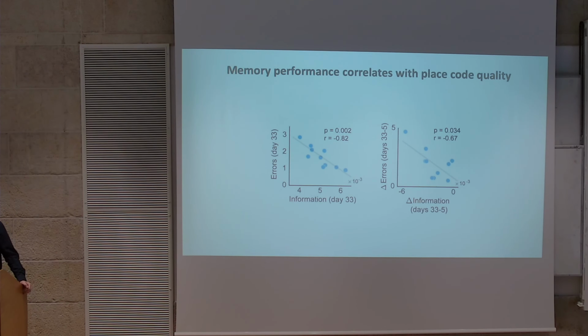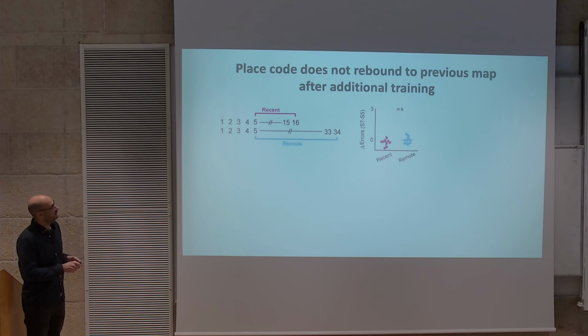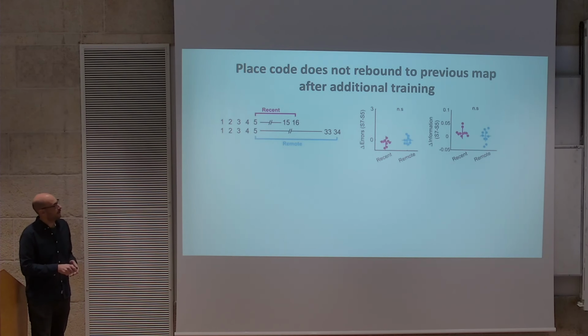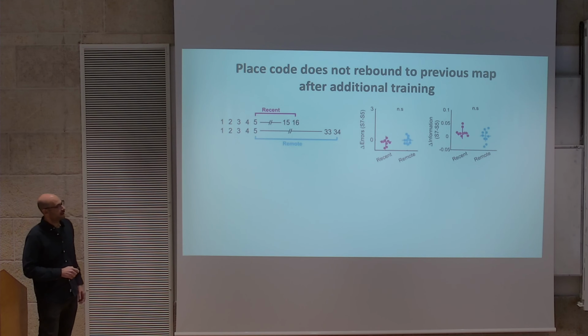Now, I mentioned that we had another day of imaging on day 16 and 34. On this day, as I mentioned, we had this rapid reinstatement of the behavioral performance. Also, the amount of information neurons carry about position returned to its levels on the last day of learning, on day 5, and even exceeded it in the recent group.